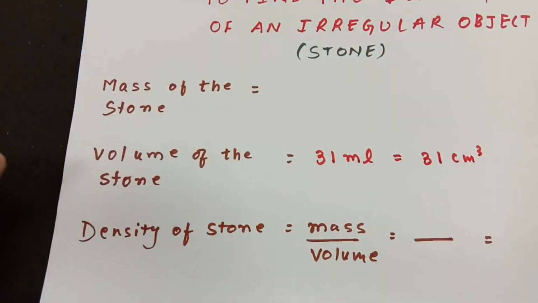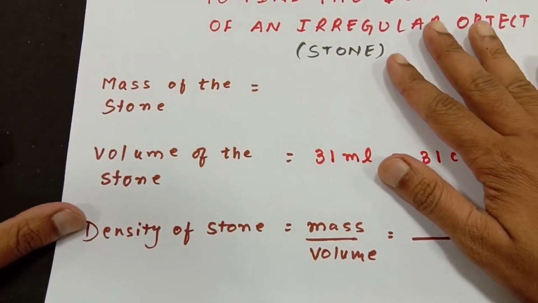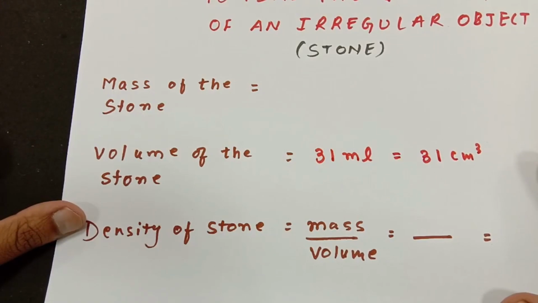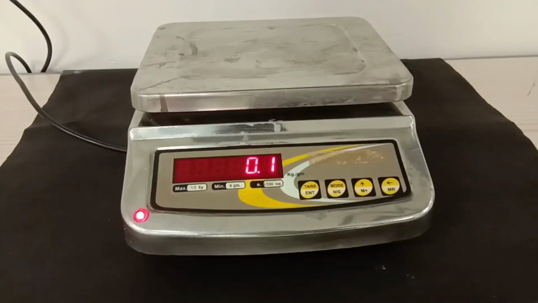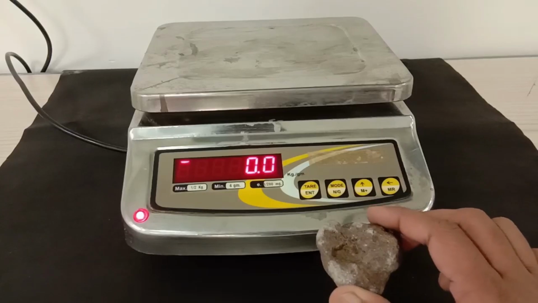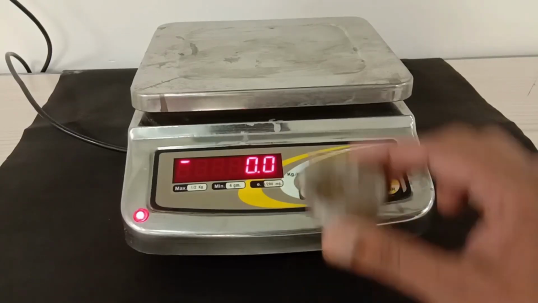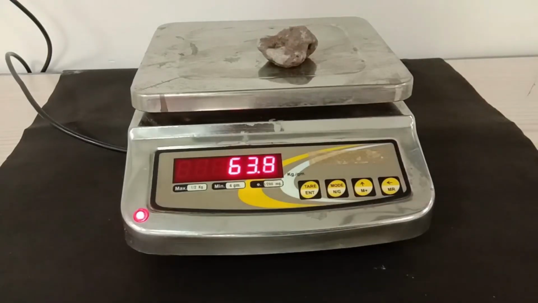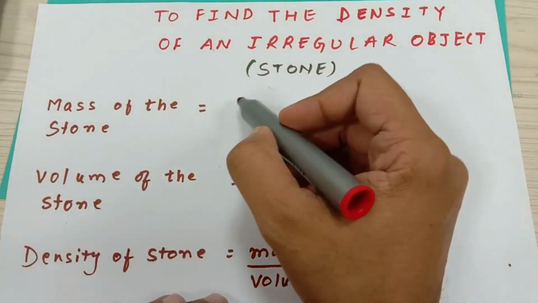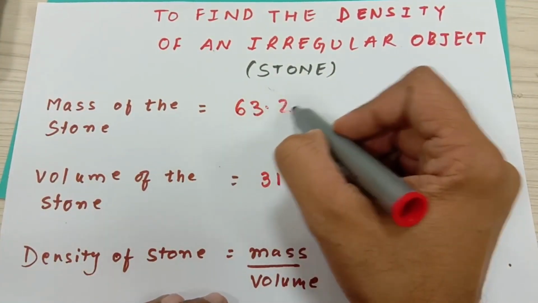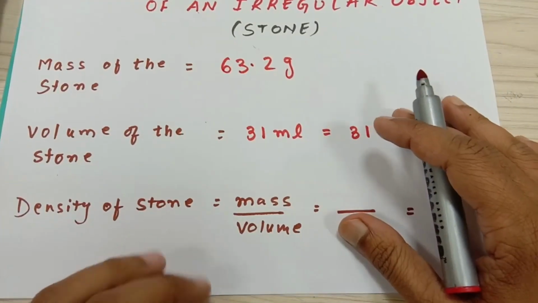Now I would be measuring the mass of this stone with the help of the electronic beam balance. All set. Now this is the stone whose mass I am supposed to find out, and I have removed the thread from it. So the reading says that the mass of the stone is 63.2 grams. So let me note it down. Now since the mass of the stone was 63.2 grams, let me put the value over here.